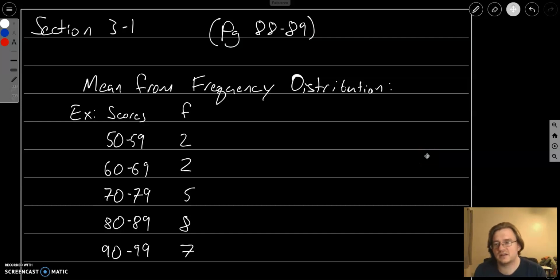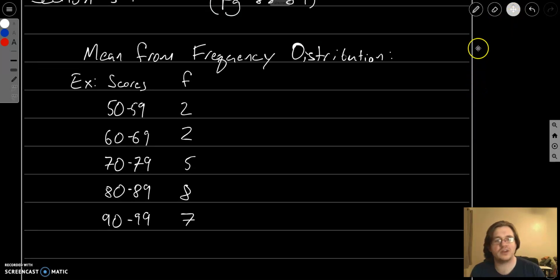Hello and welcome back. This is part 2 of section 3.1, and this part is going to be on a couple of different variations of the mean. So, for instance, we could calculate a mean from a frequency distribution.